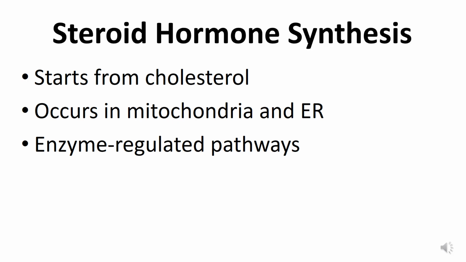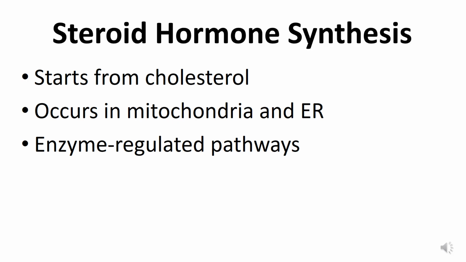Different endocrine glands produce different steroid hormones. The adrenal glands produce cortisol and aldosterone. The ovaries produce estrogen and progesterone. The testes mainly produce testosterone. One important feature of steroid hormone synthesis is enzyme regulation. Special enzymes control every step of the pathway. Each enzyme helps convert one molecule into another. Without the correct enzymes, hormone production cannot happen properly.